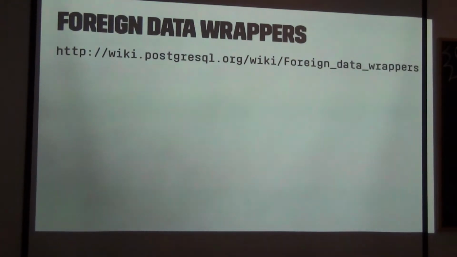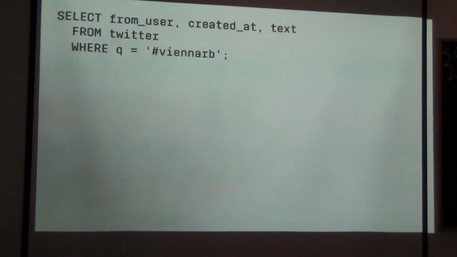The next thing is foreign data wrappers. Basically, as the name promises, they wrap foreign data. For example, this is no joke, there is a foreign data wrapper available for Twitter. So you can actually query Twitter using SQL, and in this case, for example, I want to have all the tweets that are hashtagged with VNRB.